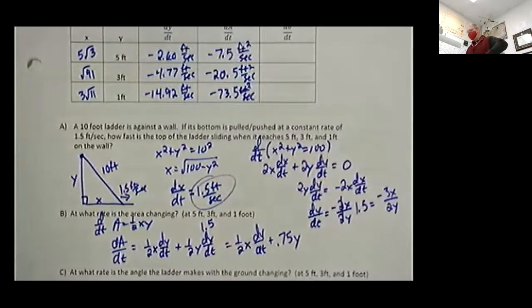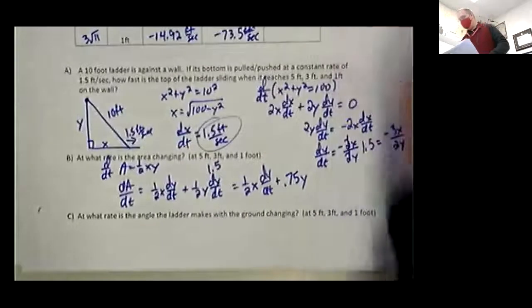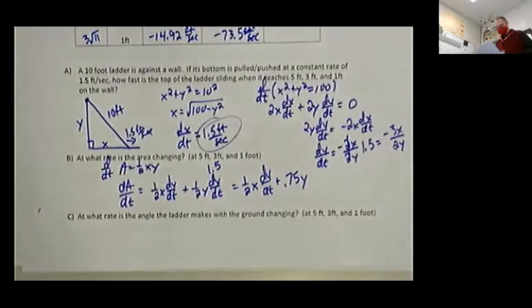Last thing we're going to look at is d theta. And for that, area doesn't have to be absolute value. No, it's how fast it's changing. Yeah, how fast it's changing. Speed is absolute value, yes. Velocity is not. So at what rate is the angle the ladder makes with the ground changing?